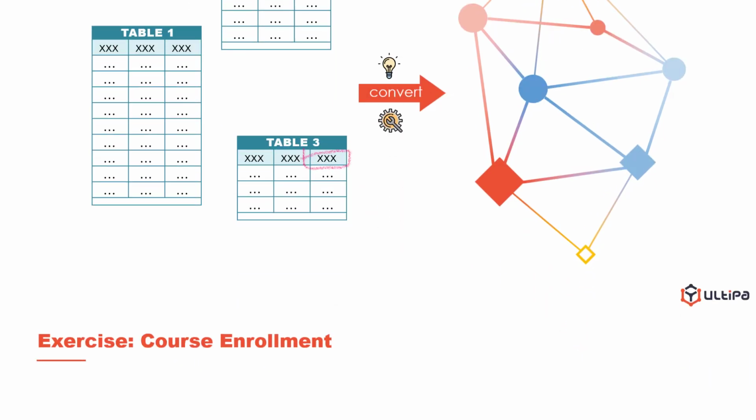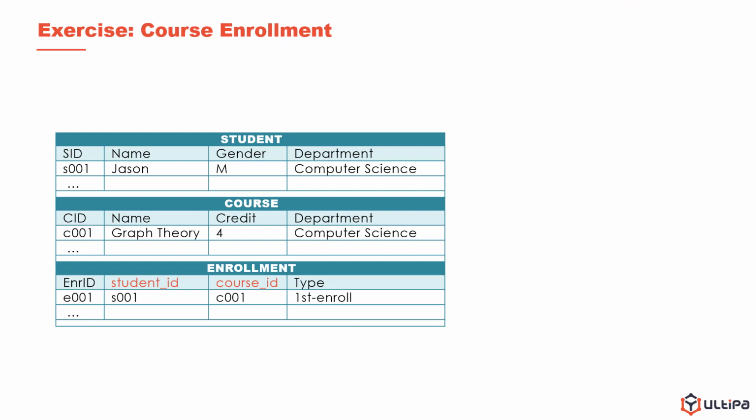Now let's practice. These are tables of a course enrollment scenario. From the records, we learned that Jason is a student majored in computer science, and graph theory is a course offered by Jason's department. As we know, Jason and graph theory are nouns that represent entities, so we define them as node.